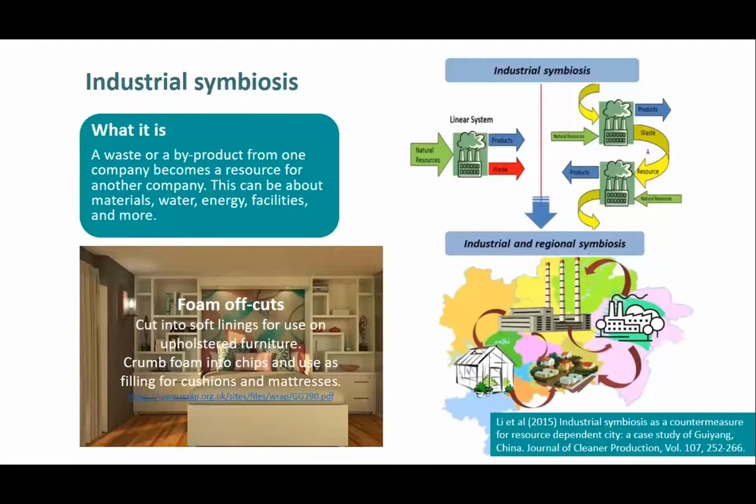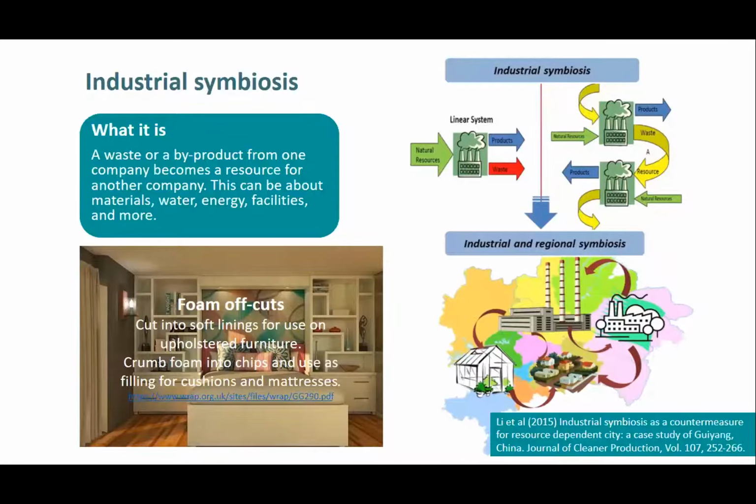One example of that is in mattress manufacturing, where foam offcuts are a common waste and they can be used as soft linings in upholstering, or they can be crumbed up further and then used as filling into cushions or other mattresses again.